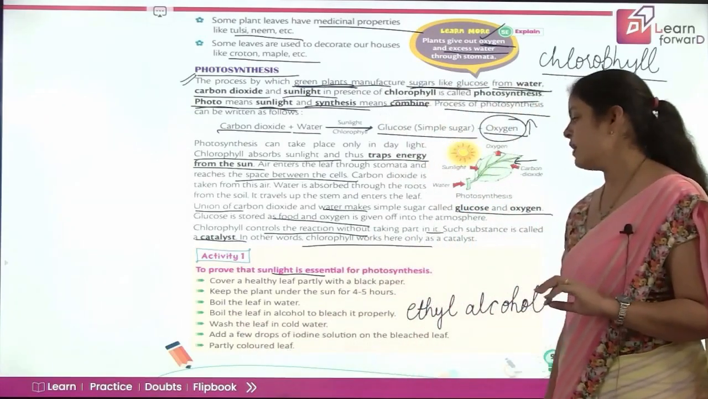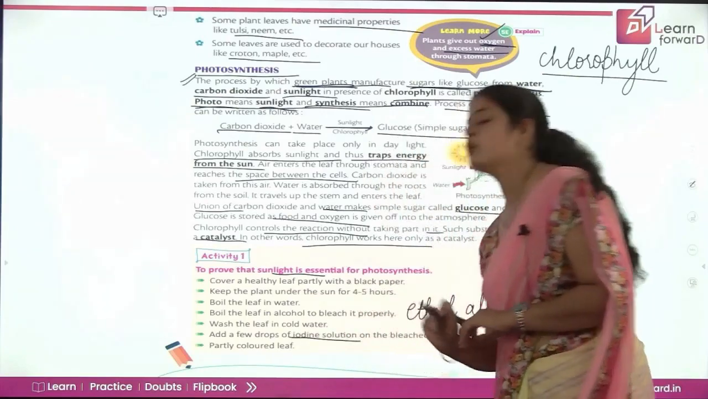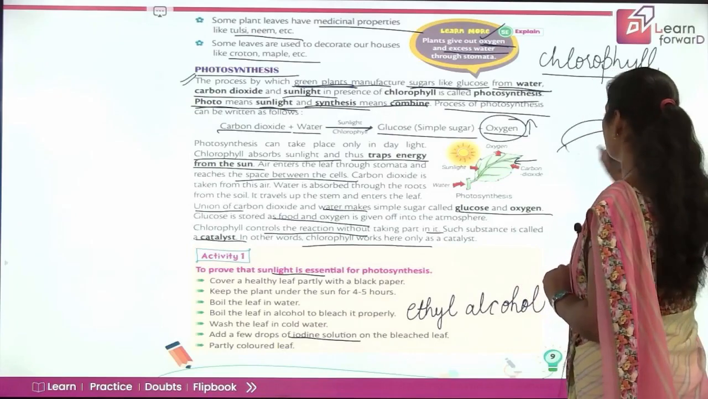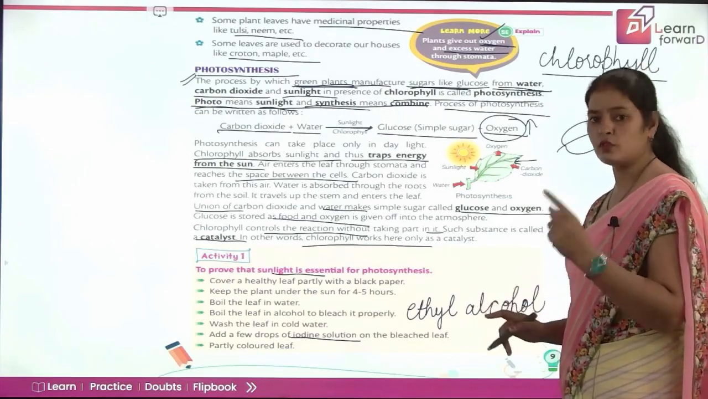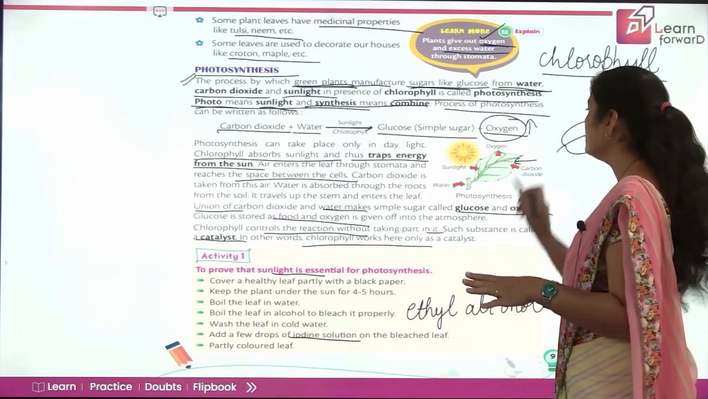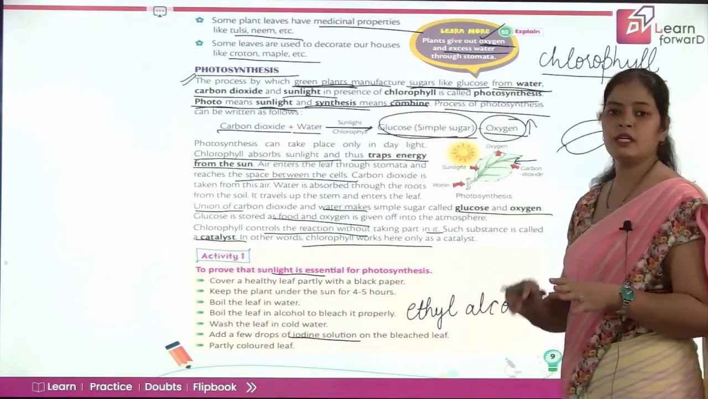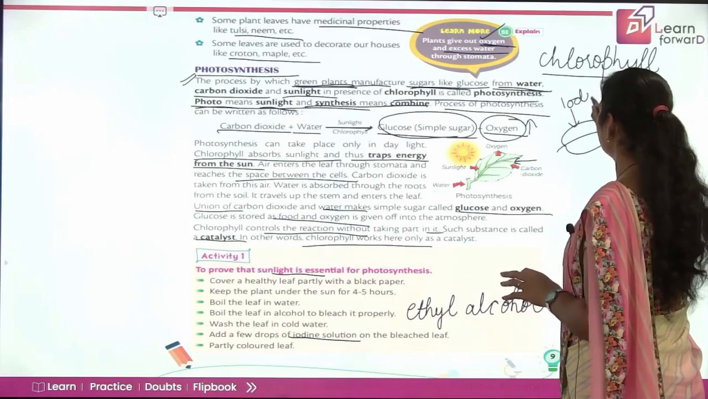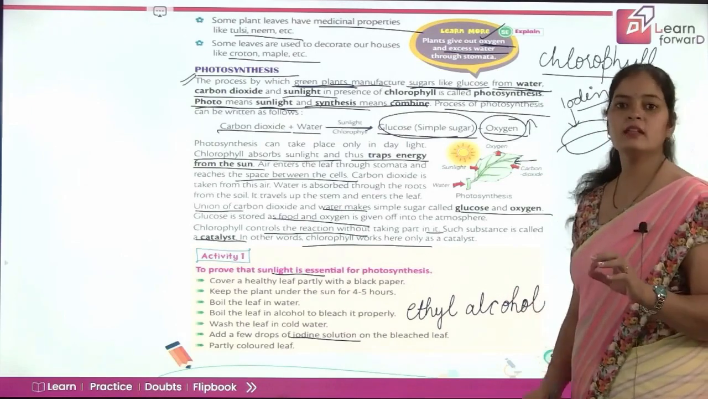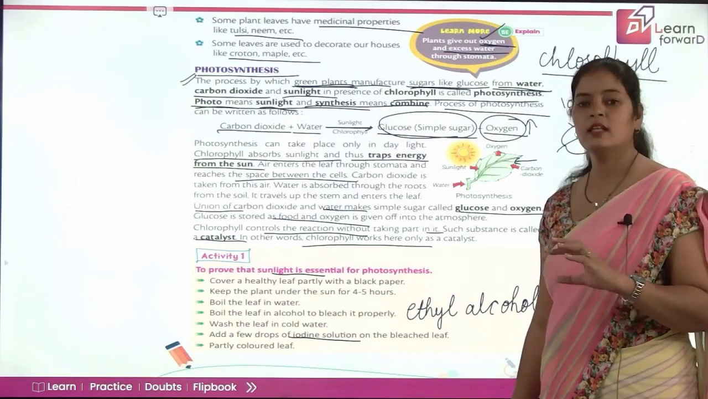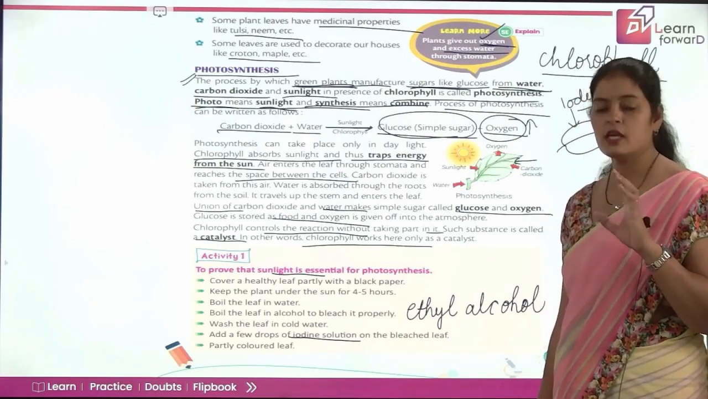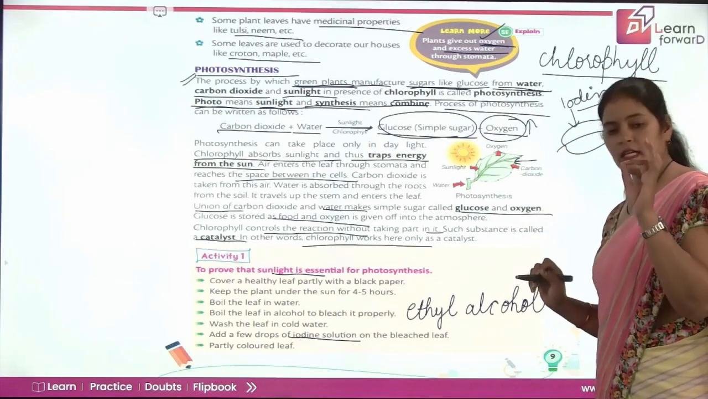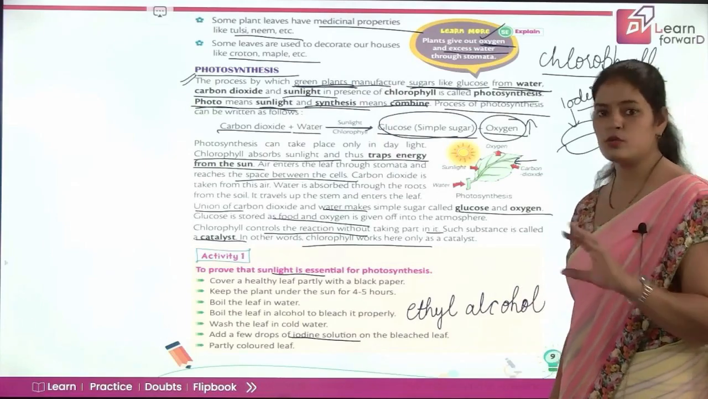Add a few drops of iodine solution. Why are we adding iodine here? Because iodine with starch gives a blue-black color. If a leaf has starch, when will it have starch? When it has photosynthesized. If photosynthesis has taken place, then starch or glucose must have been present there. So if you put iodine drops over this leaf and the color changes to blue or black, that means starch is present in the leaves. The original color of iodine is brownish yellow, and if it doesn't change its color, that means no sugar or no starch is present there.